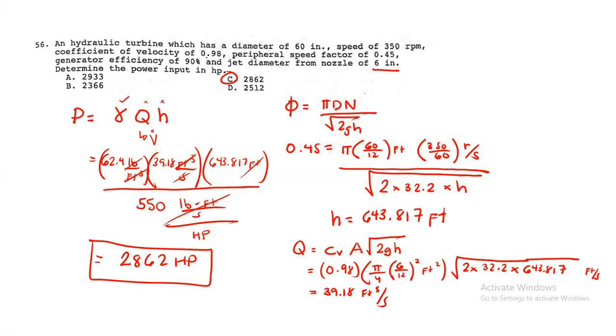The next, problem number 57. Pure water enters a 3 centimeter diameter copper tube at a given velocity, at a temperature of 20 degrees Celsius, and is heated. What is the average convective coefficient? So, h is what we are looking for here.